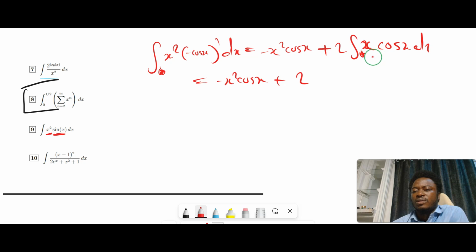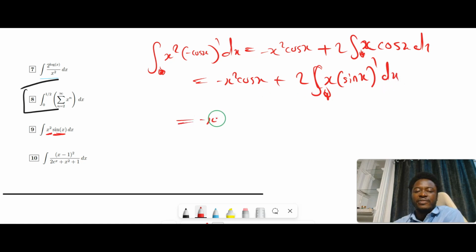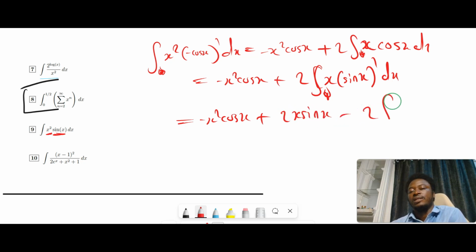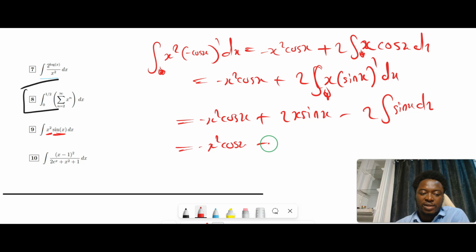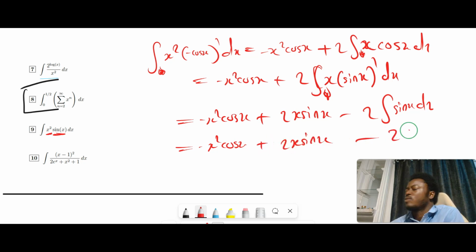Okay, this is sine, right? So twice the integral of x times sine x prime dx. So that would be negative x squared cos x plus 2x sine x minus twice the integral of sine x dx. So that would be, I think, negative x squared cos x plus 2x sine x minus 2 cos x plus c. That should be that.